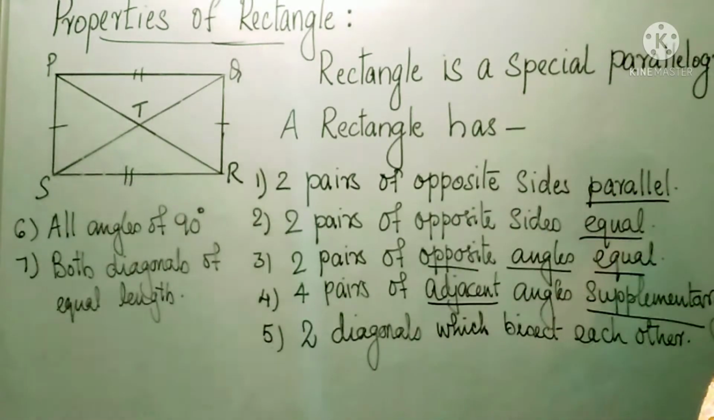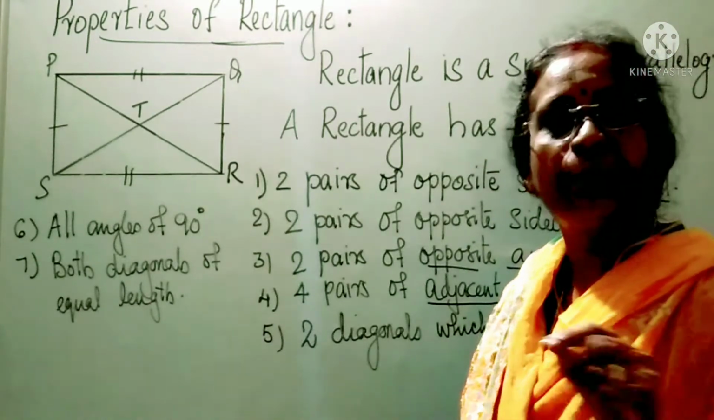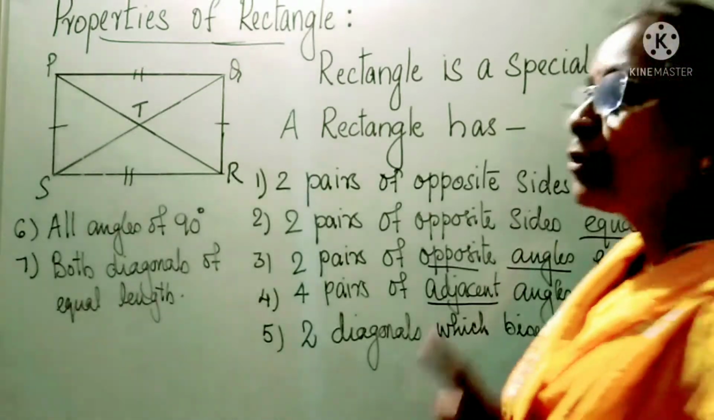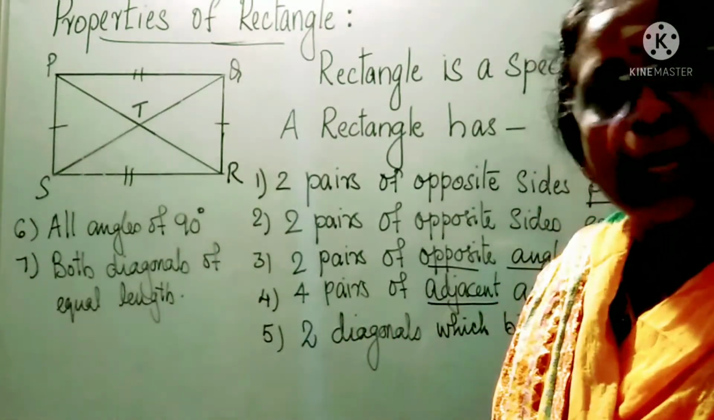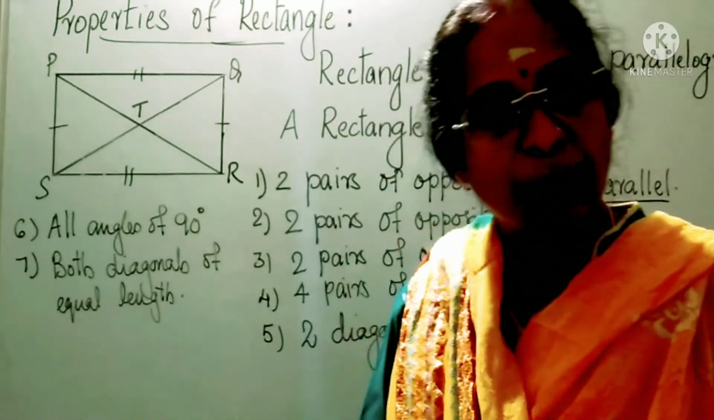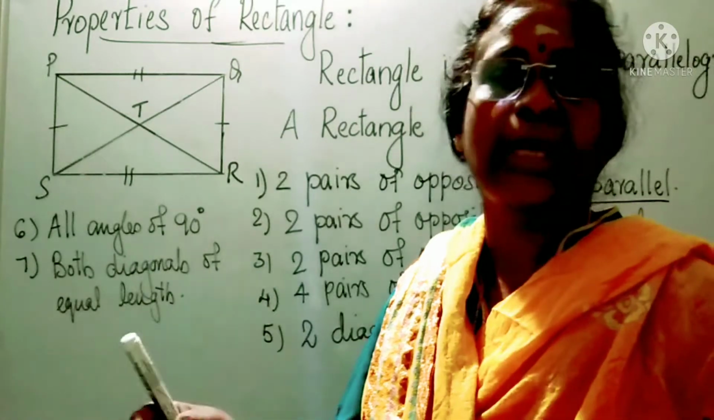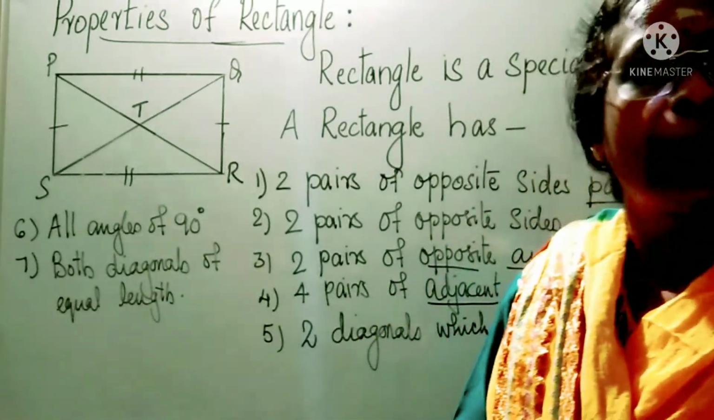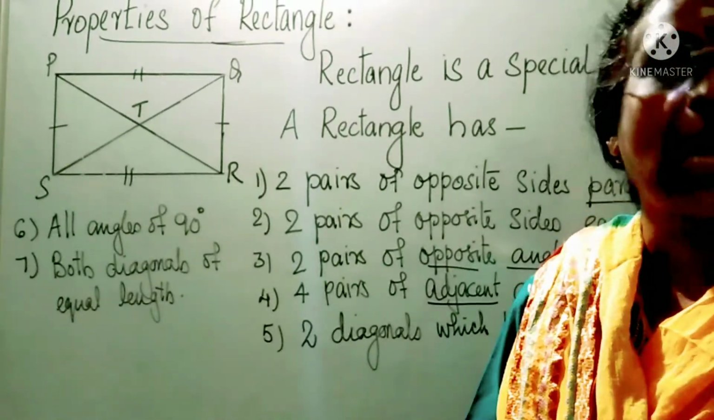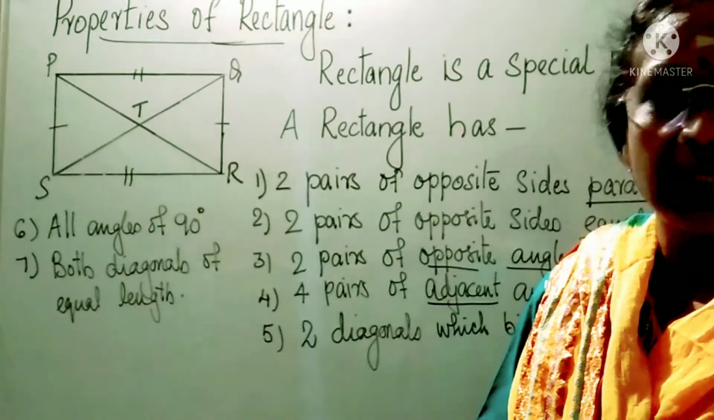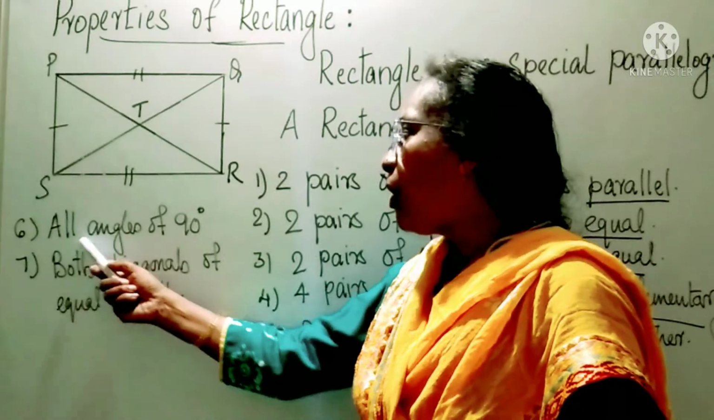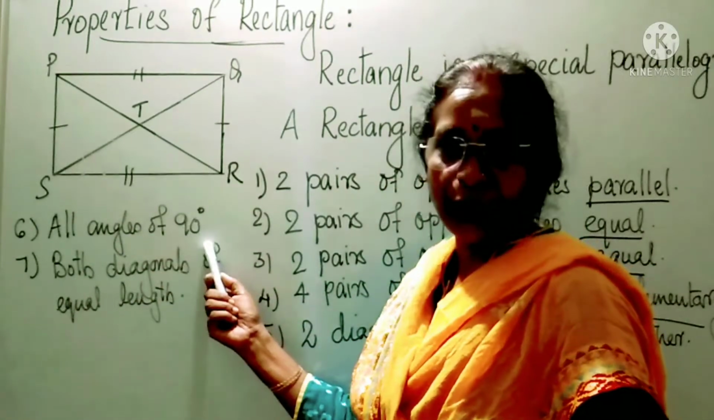See, all these five properties are the general properties of a parallelogram. Now, what is special about a rectangle? Let us see. You see, in a parallelogram, the angle can be of any measure. Okay, only condition is the opposite angles should be equal and the adjacent angles should be supplementary. But in a rectangle, it is compulsory that every angle, or each angle, should be of 90 degree. That is right angle. So that is a special property of a rectangle. All angles of 90 degree.